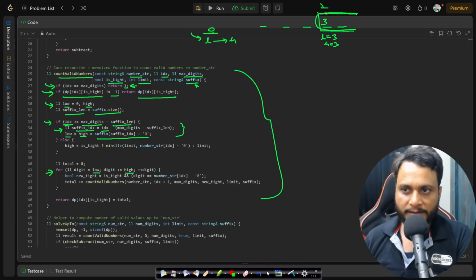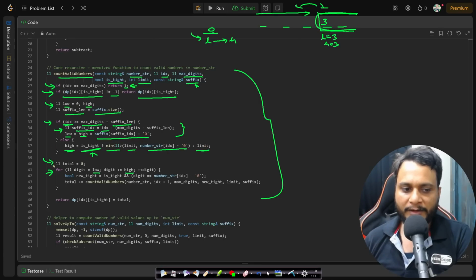Otherwise, if we are not at the suffix indices but we are on the left side of the suffix indices, then the high range will be decided by is tight, because if is tight is true, then I have to take the minimum of limit comma s at I. Otherwise I have to take just limit as the high value.